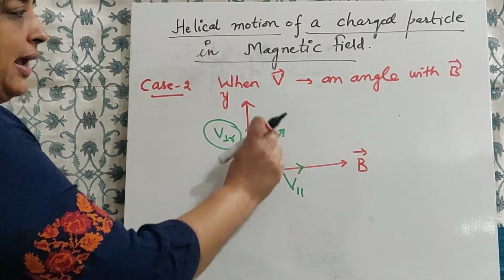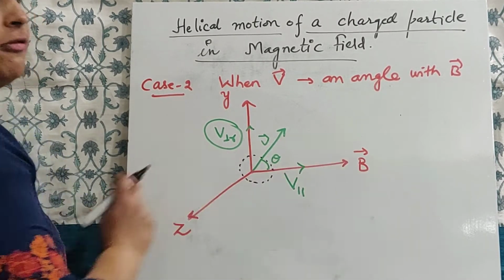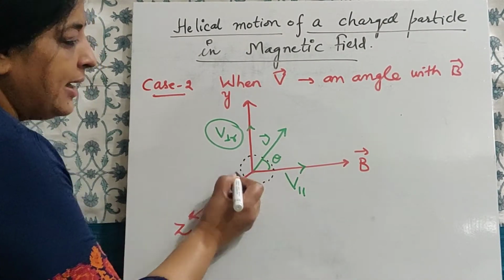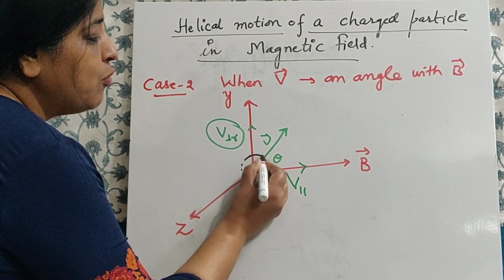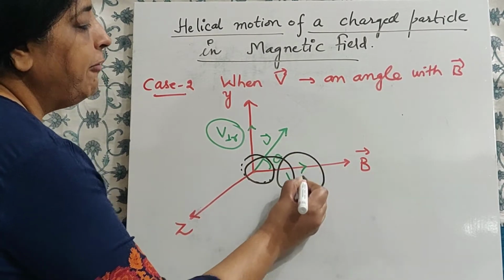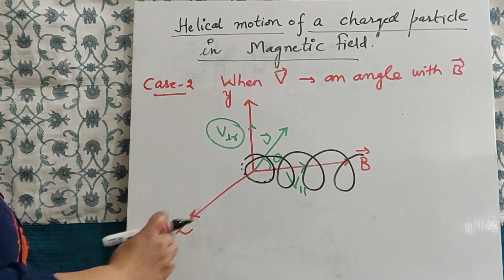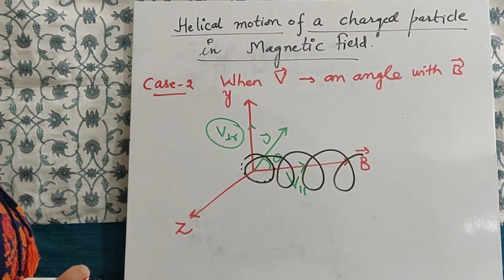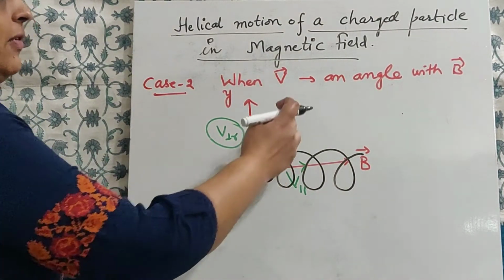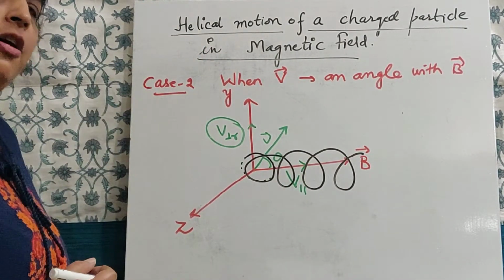But since in this case, there is also a component which is making it move in the direction of the magnetic field, because V parallel is in the direction of magnetic field, instead of moving in a circular path, it will try to move in a path like this. It will move in the forward direction also, and it will move in a circular path also. This kind of motion is known as the helical motion, and whenever a charged particle enters a magnetic field with V at an angle to B, the motion of the particle is the helical motion.